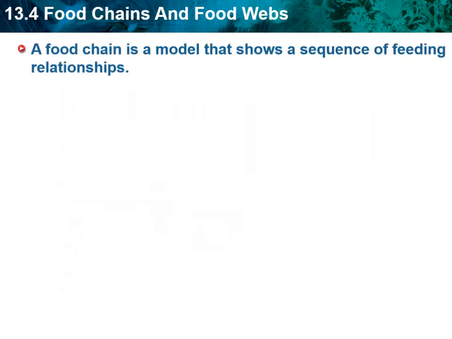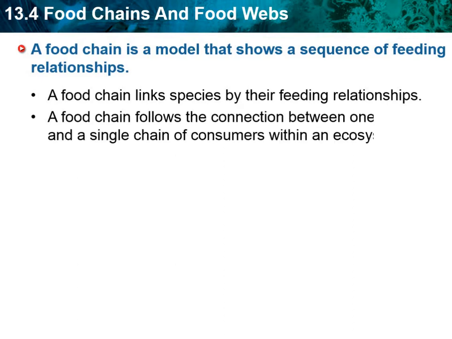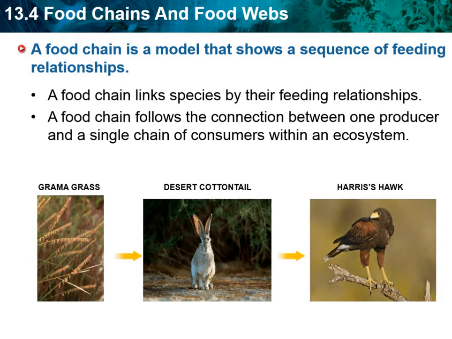So a food chain is a model that shows a sequence of feeding relationships. A food chain links species by what they eat and what eats them. A food chain follows the connection between one producer and a single chain of consumers within an ecosystem. So for example, you see that there's grass, the cottontail rabbit will eat the grass, and then that rabbit is eaten by a hawk.